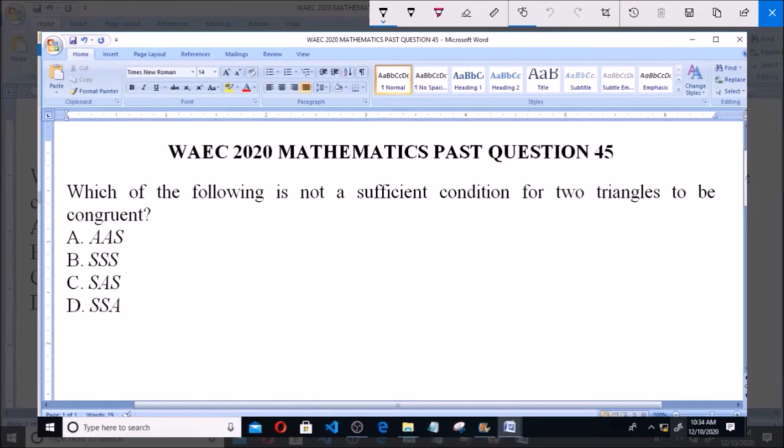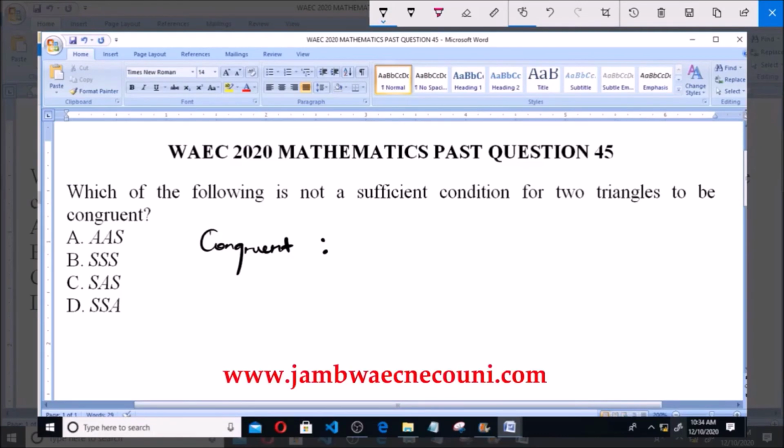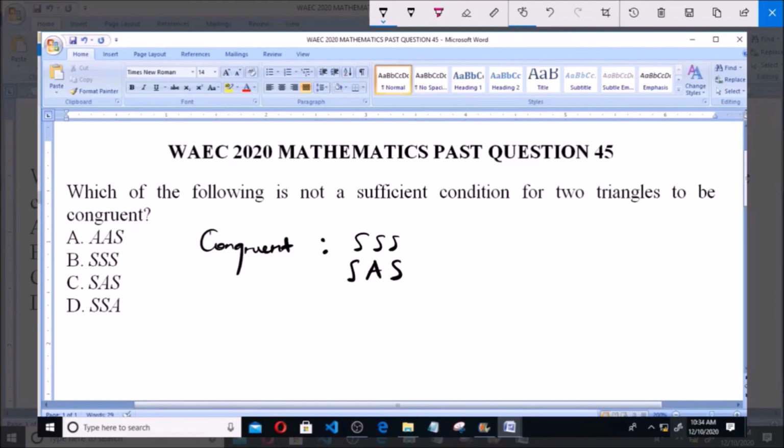I will be answering WAEC 2020 Mathematics past question 45. Which of the following is not a sufficient condition for two triangles to be congruent? Now, in mathematics, when two triangles are congruent, it simply means that they have corresponding sides, that the three sides are the same, or they have two sides the same and one angle the same, or they have angle, side, angle the same, or they have two angles and then a side the same.